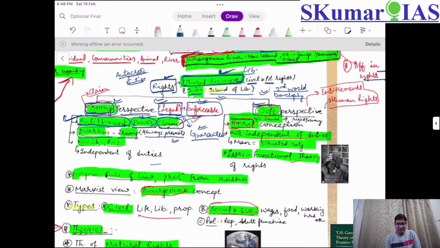And Dworkin says rights as trumps, and Nozick and Rose, they say that rights are independent of duties. They separate the rights from the duties. Whether you do duty or not, that is the secondary discussion. The first thing is rights are independent of duties. Don't mix right and duties.